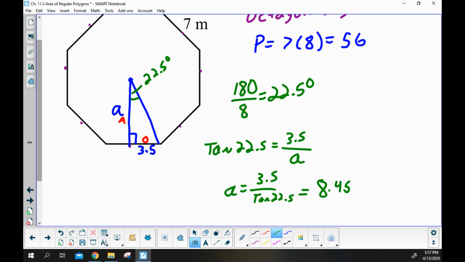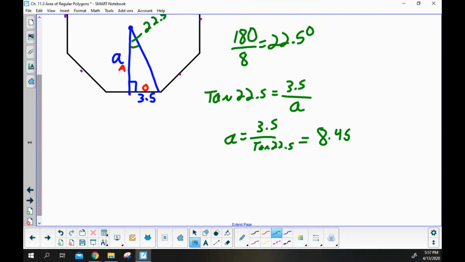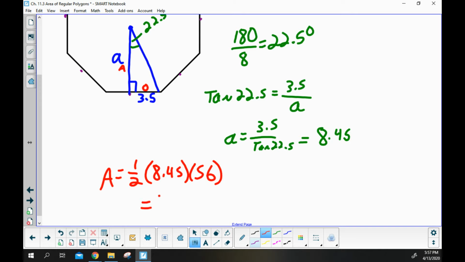So that's my apothem. I already solved for my perimeter. I can now solve for my area. And so my area is 1/2 my apothem, 8.45, times my perimeter of 56. And that's going to give me 236.59. And since we're dealing in meters, meters squared. And there is my area. And I know I'm kind of going fast, but again, we got to remember our trig.